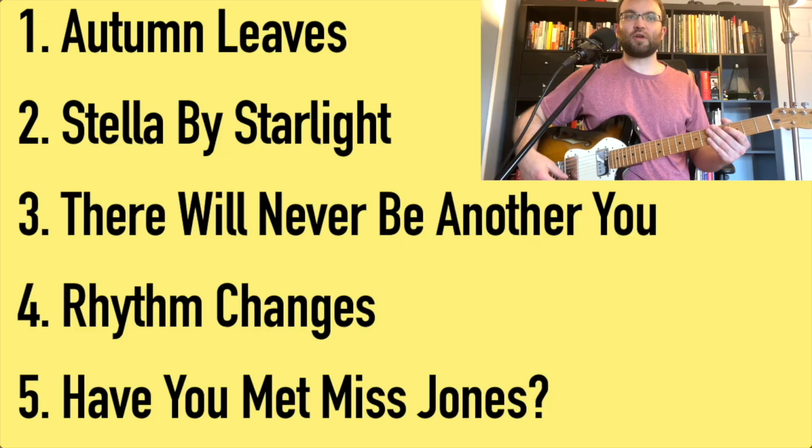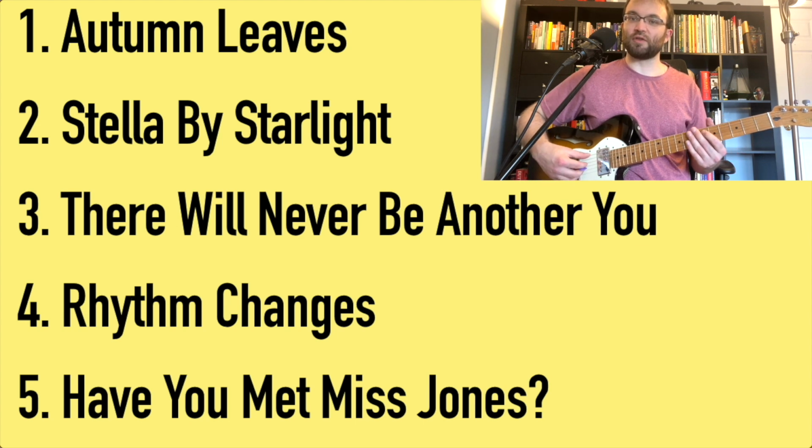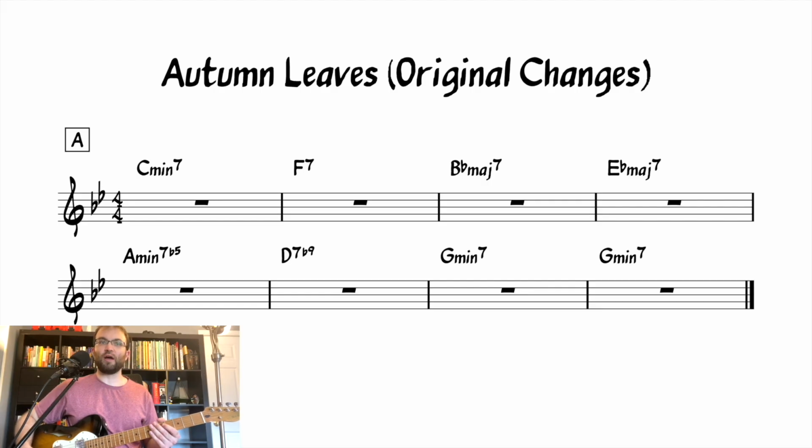So the 5 songs we're going to be looking at today are Autumn Leaves, Stella by Starlight, There Will Never Be Another You, Rhythm Changes, and Have You Met Miss Jones. All 5 are songs that are very commonly played and are a big part of the jazz standard repertoire. If you're comfortable with any of these tunes already and you're looking for a little bit of additional harmony to spice up your comping and give you some new stuff to improvise over, this should definitely help out with that. So we'll start out with Autumn Leaves.